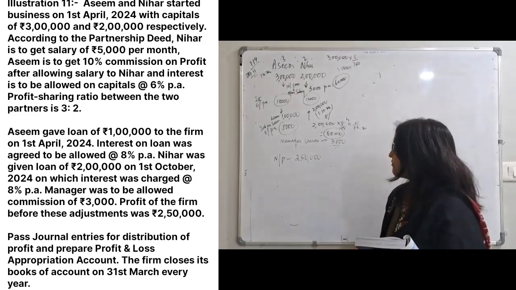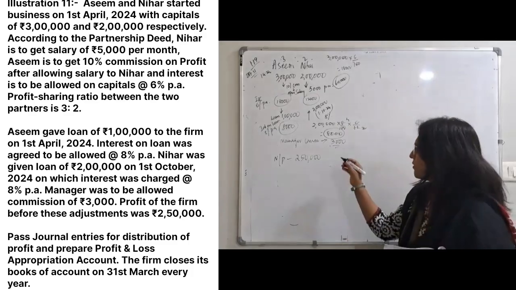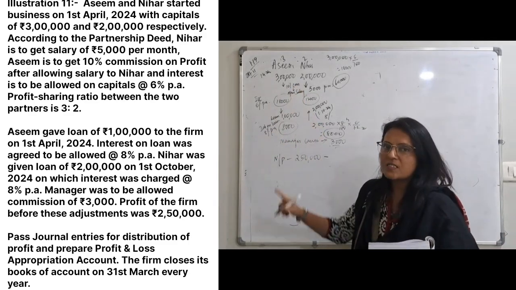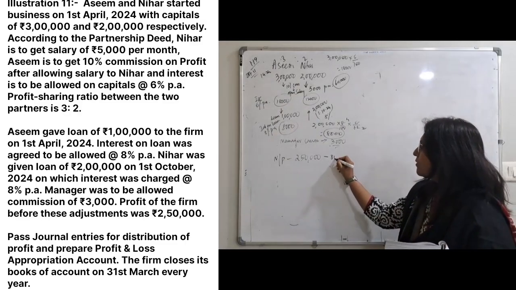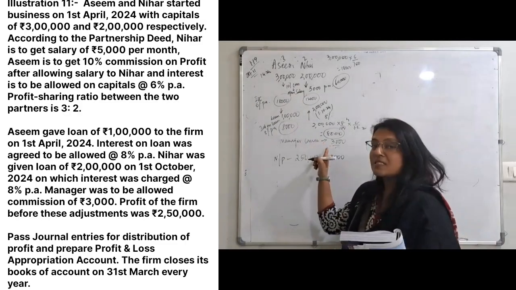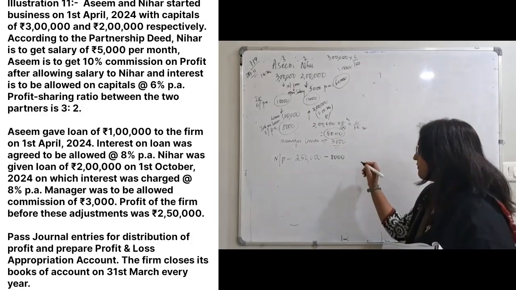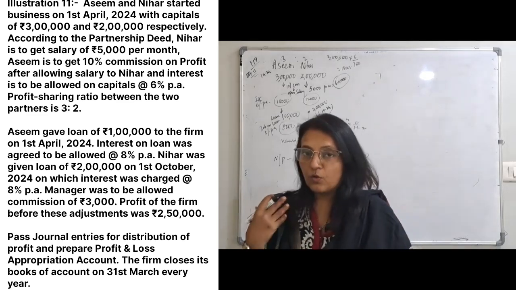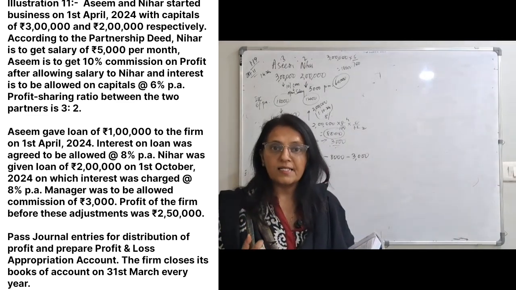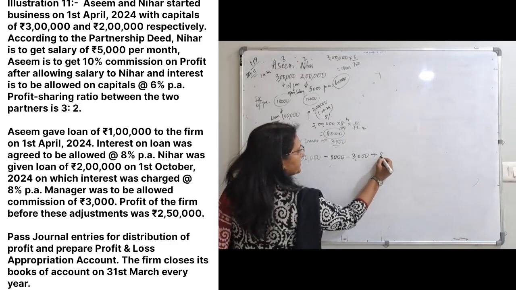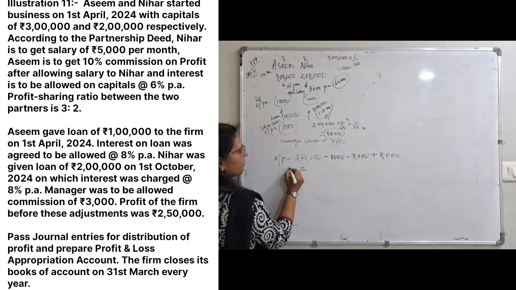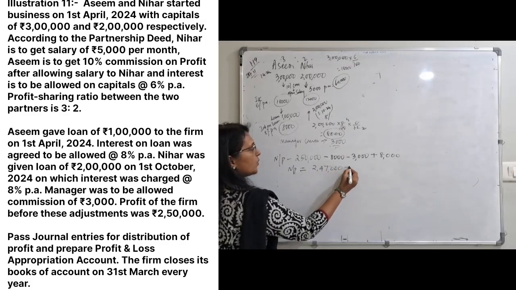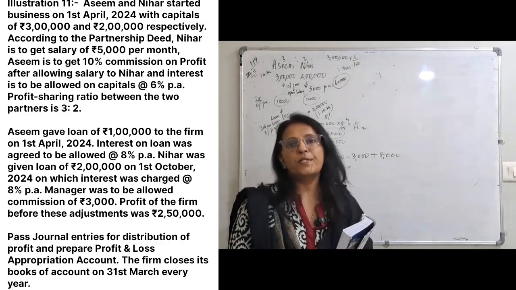Net profit is 2,50,000. But out of this 2,50,000, let's minus interest on capital given to Asim, because it is charged on profit. 8,000 minus kiya. Minus commission 3,000, it is also charged against profit. Minus 3,000 kiya. Interest on loan that we have given to Nihar, this is an income for us. So you add this. So the total net profit that you get after this adjustment is 2,47,000, which will be carried to profit and loss appropriation account.